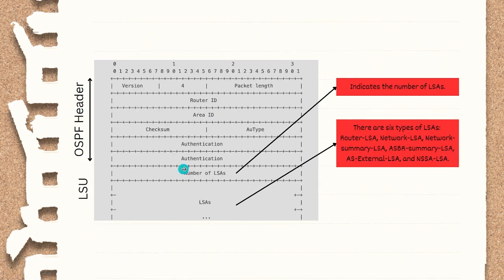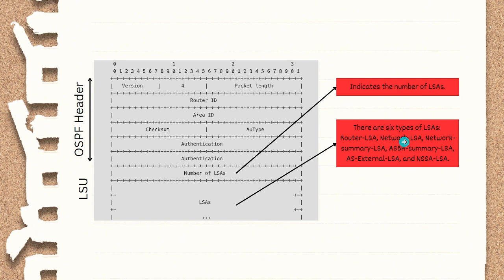Then we have LSU, the link state update packet format. The OSPF header will be the same till the authentication. The first field in LSU is the number of LSAs, which indicates the number of LSAs that this LSU packet is carrying. Let's say there are 10 LSAs in this LSU packet. So 10 means there will be 10 LSAs over here.